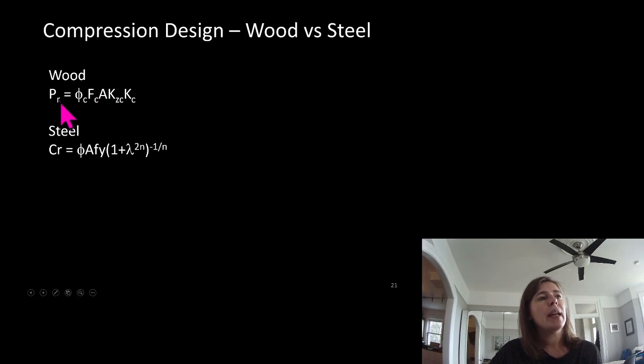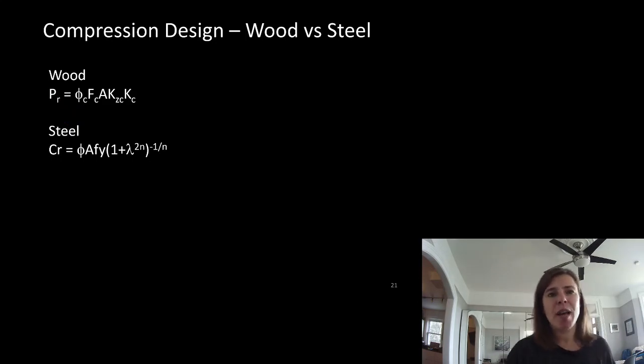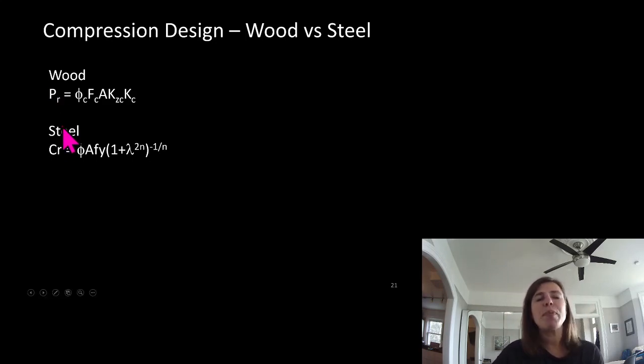Look at this. We had, for wood, PR. PR is just another way of saying CR. We like to confuse you guys by changing up the letters that we use to talk about things all the time, but PR and CR are talking about the same thing. So this is our wood equation that we just looked at, where we've got FC, which is just all the factors on our strength, our area, our size factor, and then this is all about buckling. Look at this. We have our lambdas, we have our areas, we have our strength.